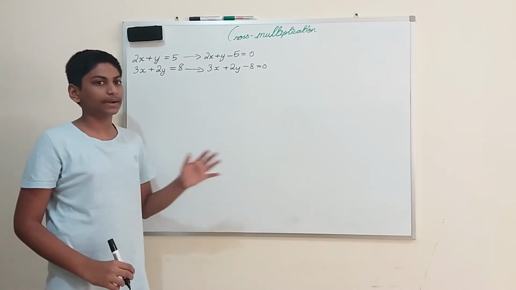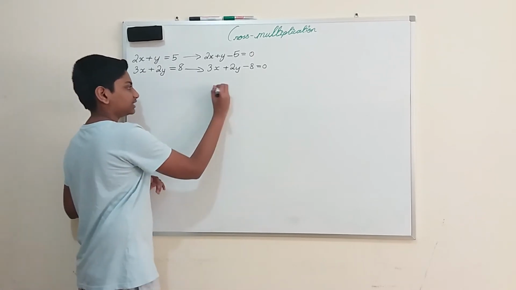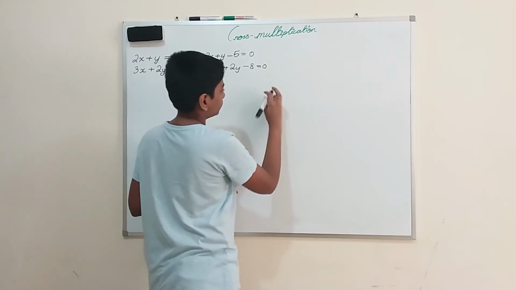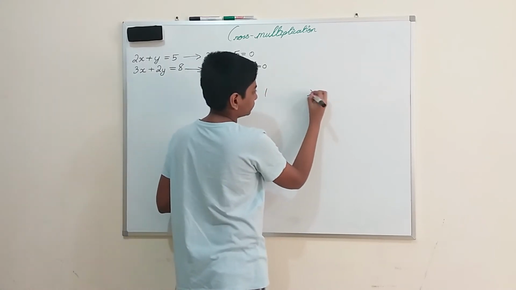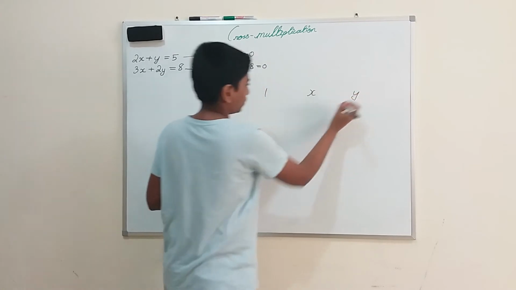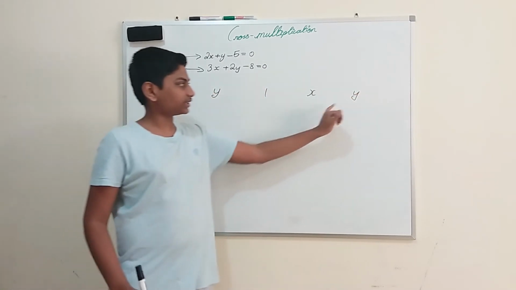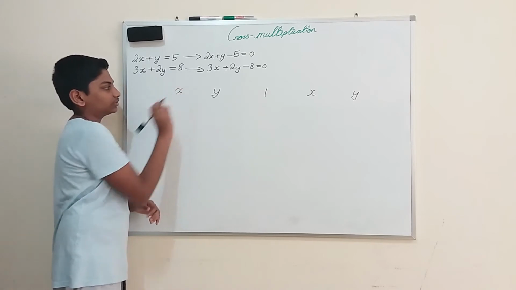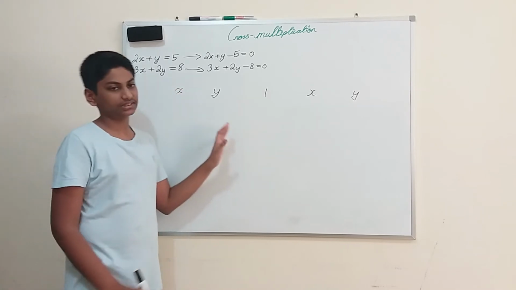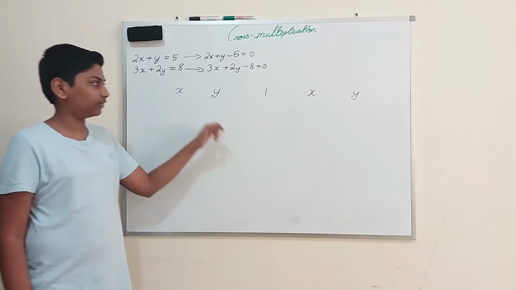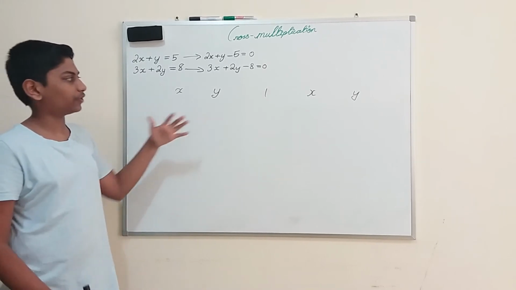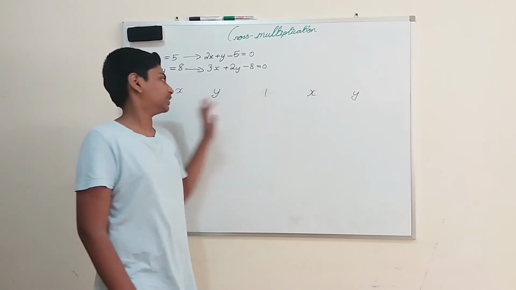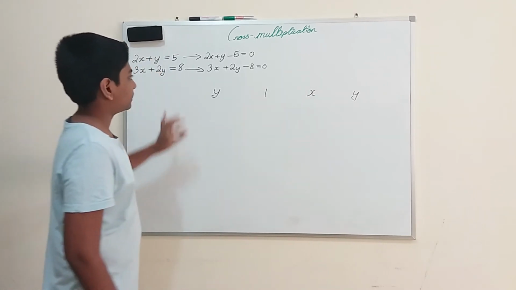Now we should just cross multiply them. So we should first write x, y, 1, then x, y. If you want to get that flow, you can write your x also if you want, but that's not necessary because we are not going to solve with that. So if you want the flow x, y, 1, x, y, like that also you can study. So now I'll just rub it.